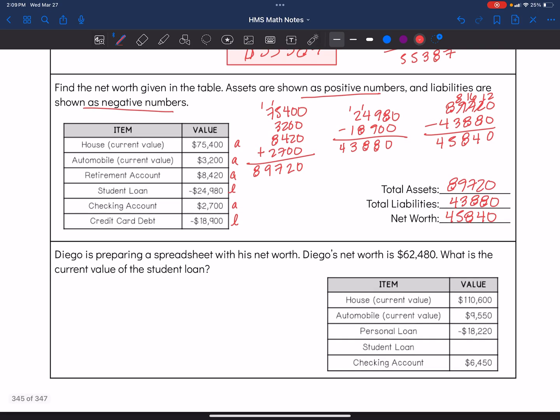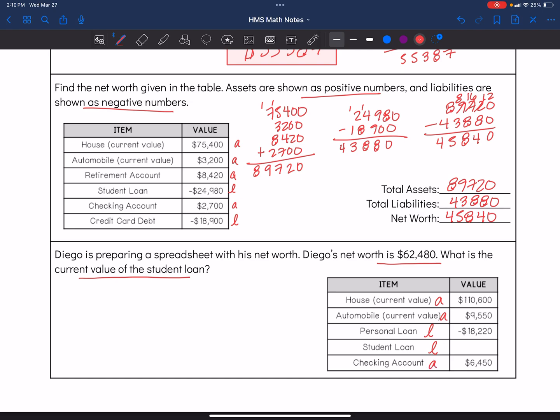All right, last one. Diego is preparing a spreadsheet with his net worth. He knows his net worth is $62,480. What is the current value of the student loan? Okay, I know that this is my liability, so I'm going to label it as L. Current value of the home, that's an asset. Automobile is an asset. Oh, they gave me the negatives. Okay, personal loan is a liability and checking account is an asset.